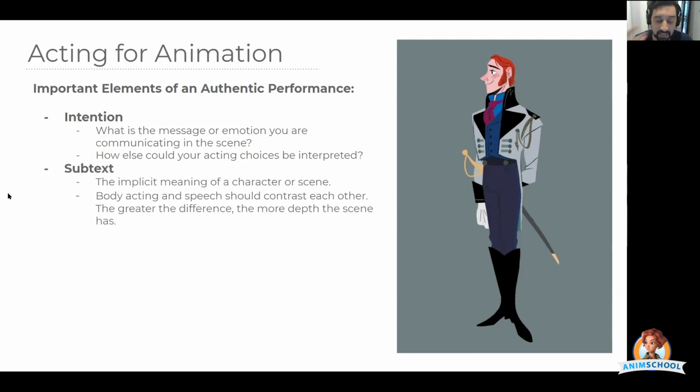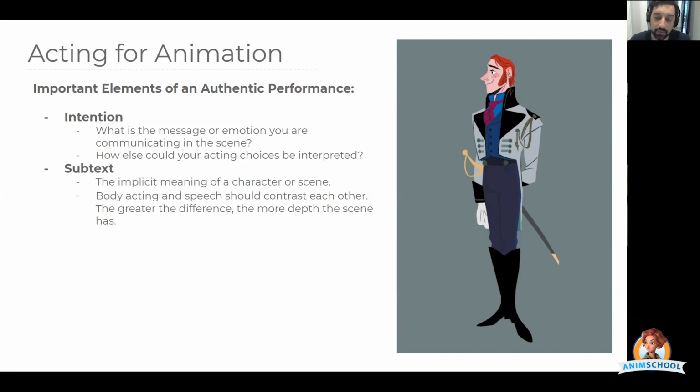We want to know about subtext. We want to keep subtext in the forefront of our minds as we're crafting our performance, right? What is the implicit meaning of a character or a scene? That's what subtext is. The character might be saying one thing, but they actually mean another thing. Body acting and speech should contrast each other generally. That's how you get subtext.